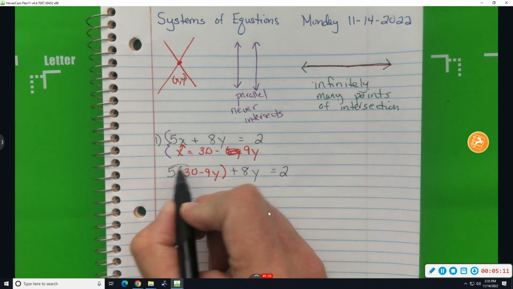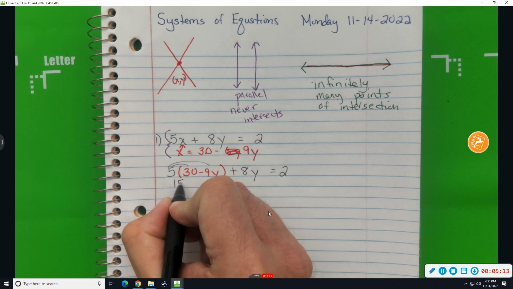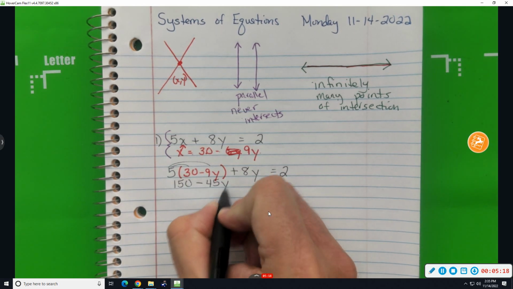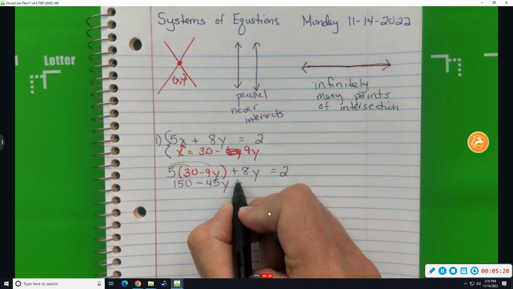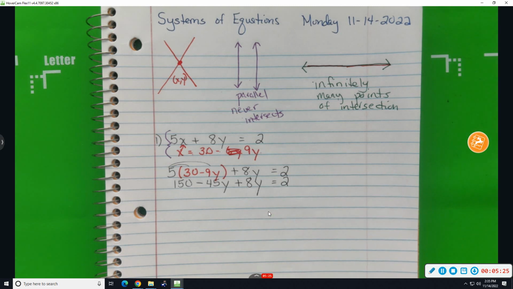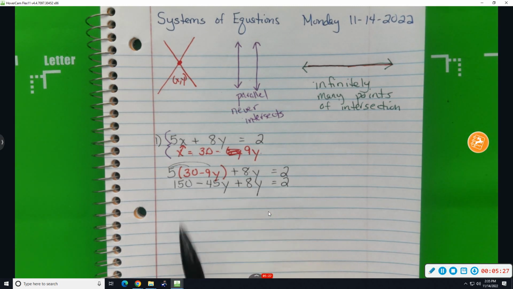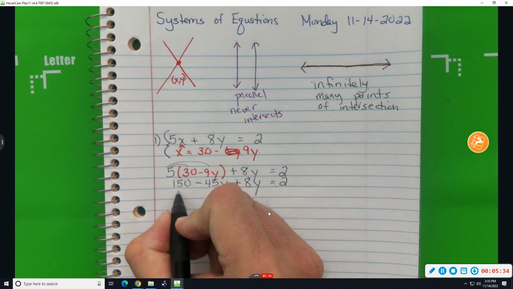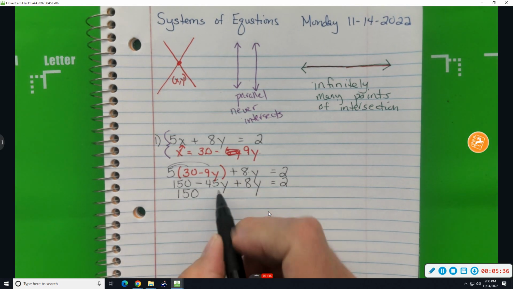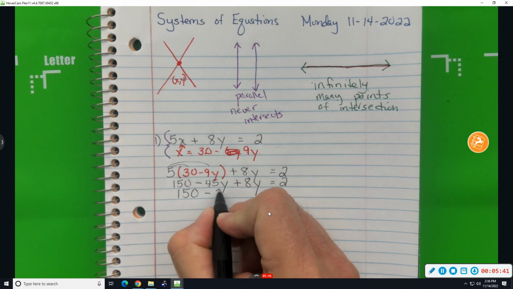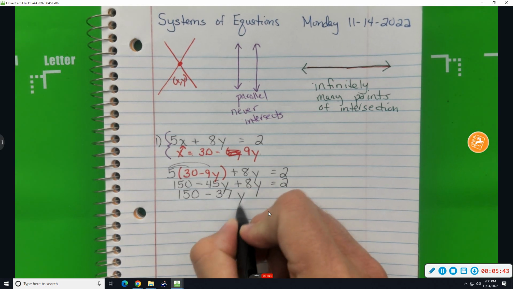Distribute the 5. 150 minus 45y plus 8y equals 2. So I distribute the 5. Then let's combine these two y terms, the negative 45 plus 8. We'd have 150. Is negative 45 plus 8 a negative 37?